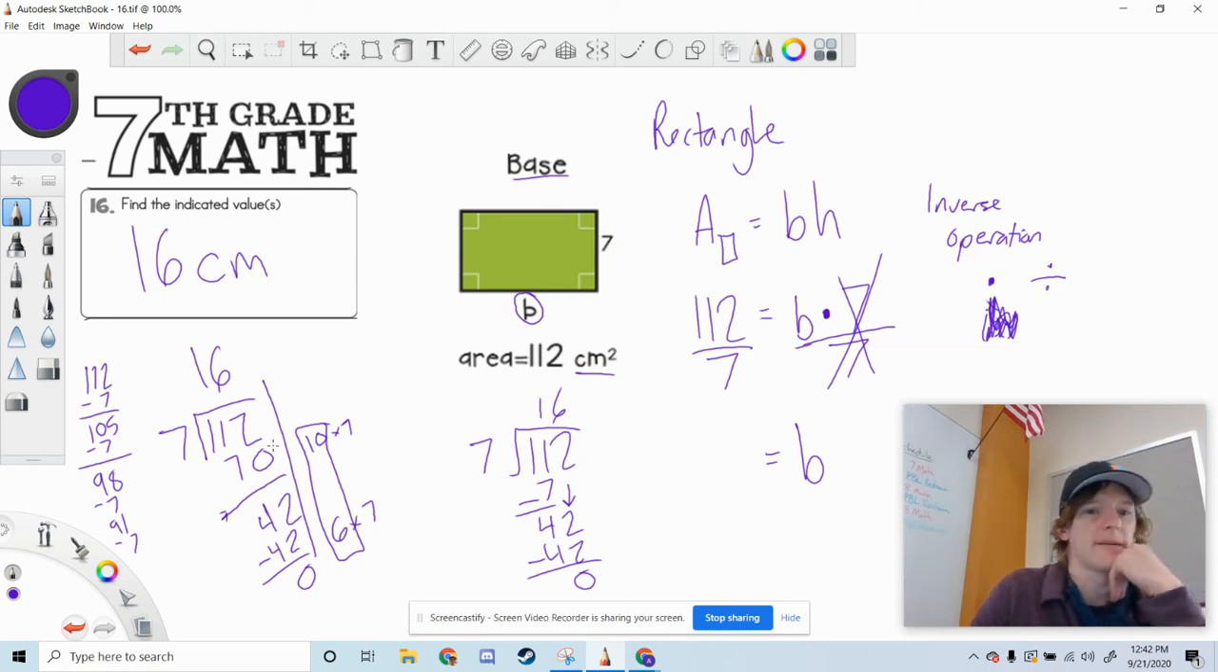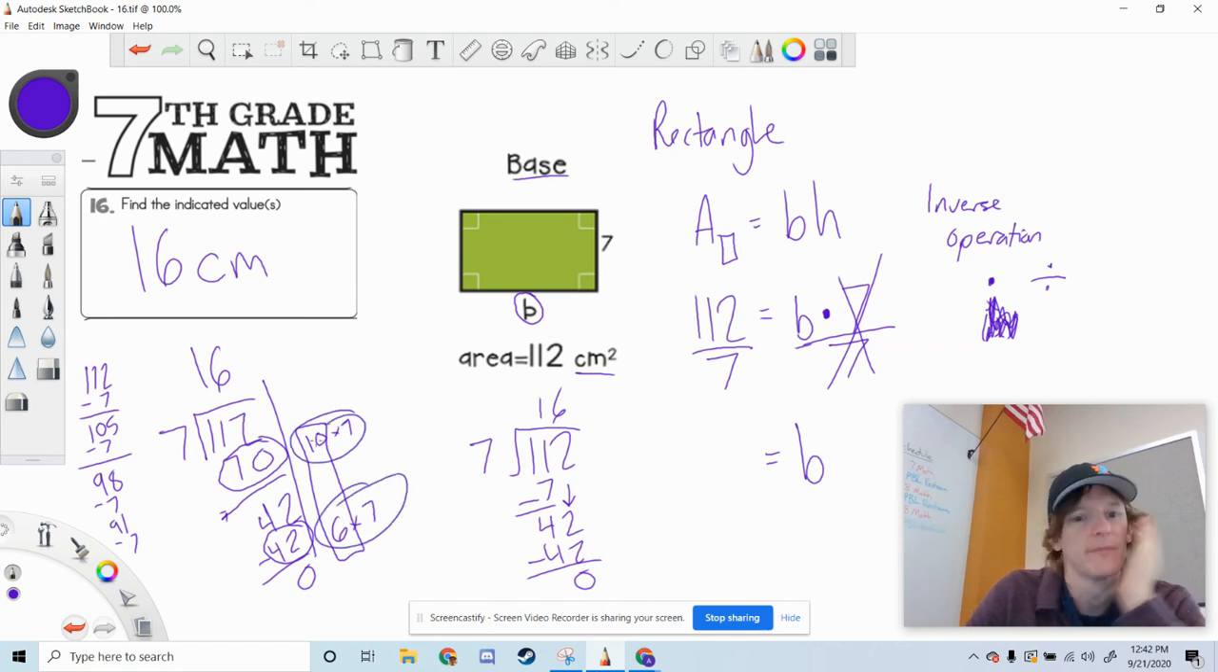But instead of that, I took out 10 at once, and then I took out 6 at once. So I did 112 minus 70, I got 42. So that was 10 of them, and then I had 6 more to take away. A total of 16. Really like this method of division. I'm going to probably try it some more. You'll probably start seeing it on a lot of these Mountain Math videos.